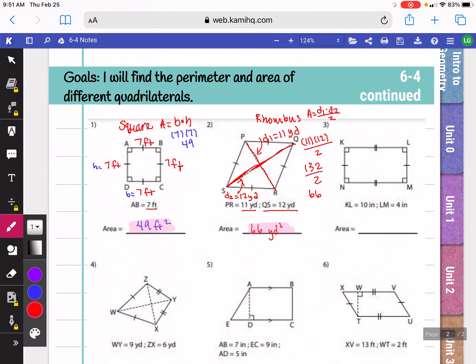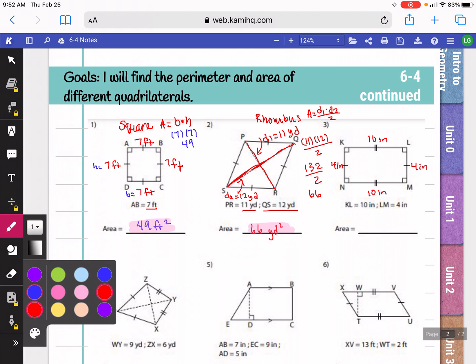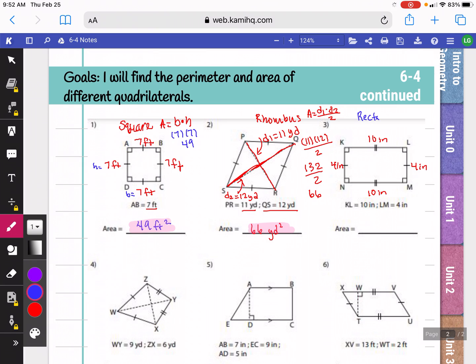In our next picture, we have a rectangle. Rectangles are simple. So here our KL is 10 inches. This means NM is also 10 inches. LM is 4 inches. That means KN is also 4 inches. So again, in this one we had a rectangle. Formula for rectangle is base times height. So here my base is 10, my height is 4. So my area would be 40 inches squared.